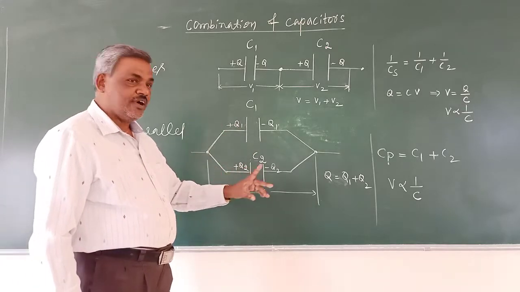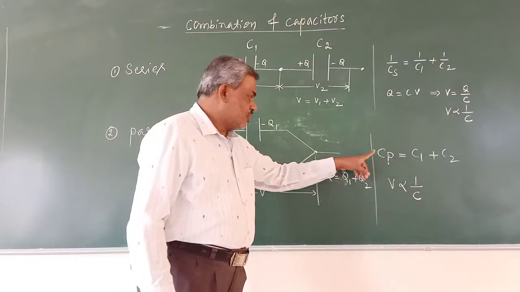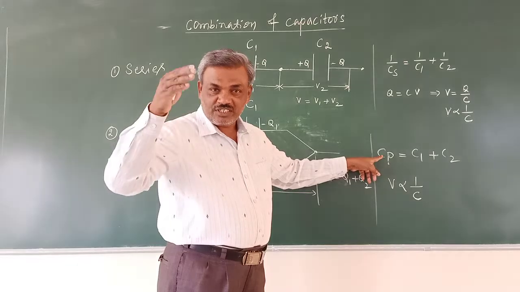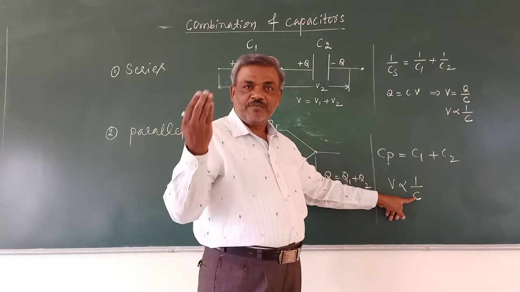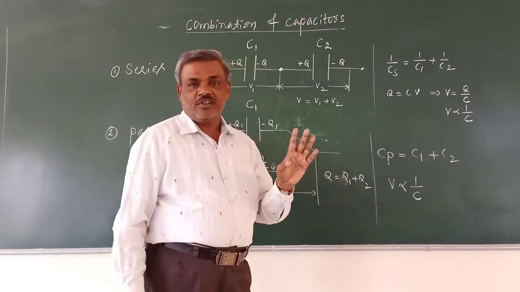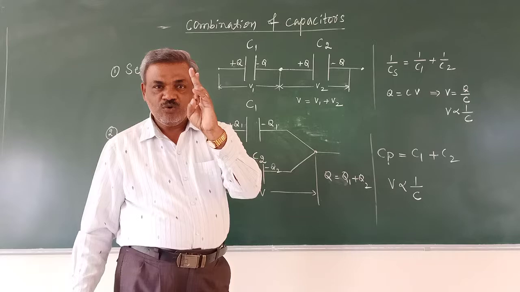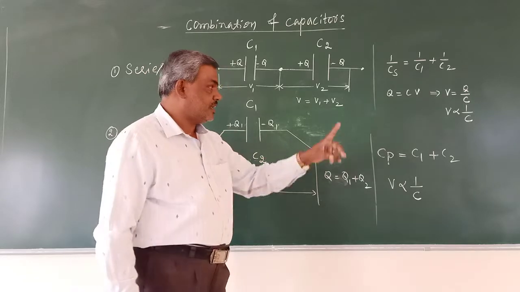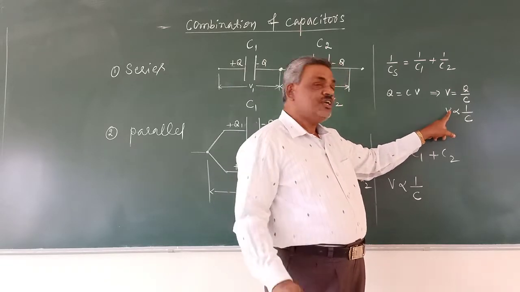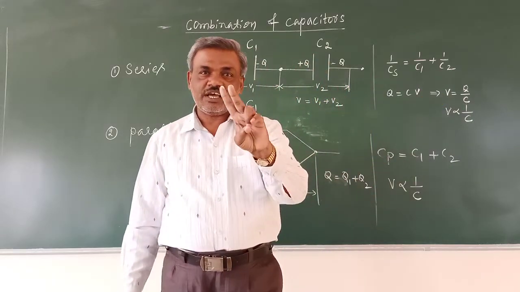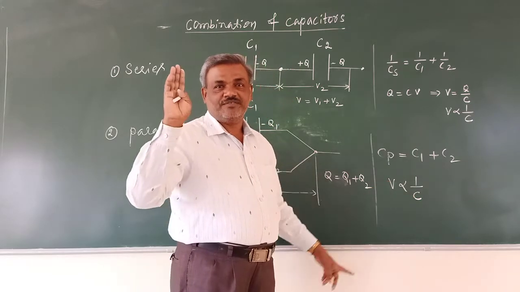The mathematical formula for parallel combination: Cp equal to C1 plus C2. So total capacitance increases. When capacitance increases, voltage decreases, since V is inversely proportional to C. Now, for what purpose are two capacitors connected in series and parallel? If two capacitors of the same value are connected in series, effective or total capacitance decreases and voltage increases. The same two capacitors connected in parallel, total capacitance increases, so voltage decreases.